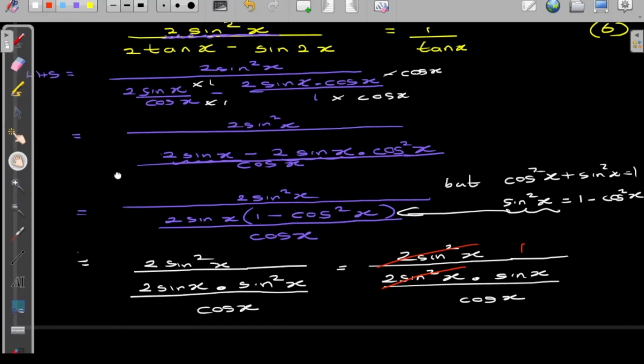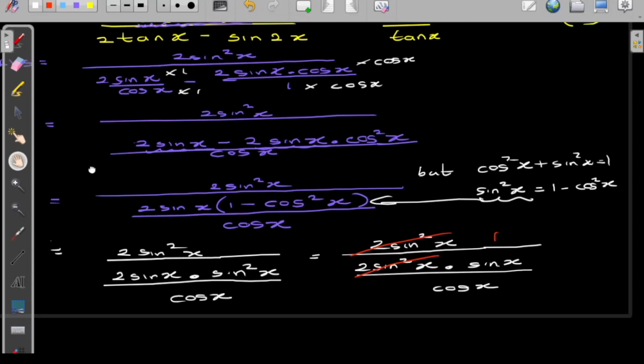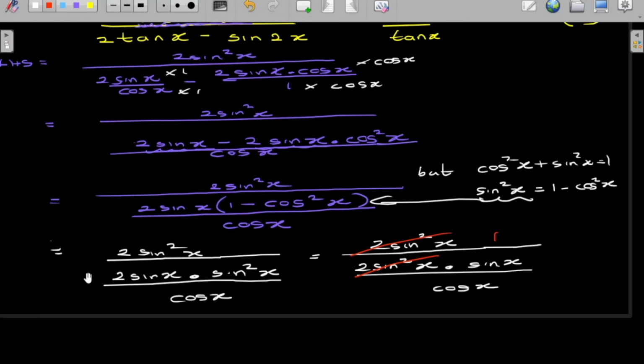Now that entire thing will be equal to 1 over, so it's just going to be 1 over tan x. We know that sin x over cos x is equal to tan x. So therefore the entire thing is 1 over tan x. And that's how you prove that the left hand side is equal to the right hand side.